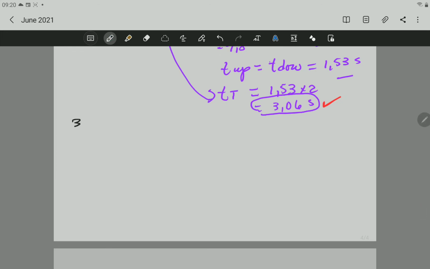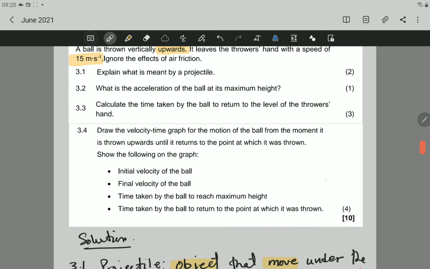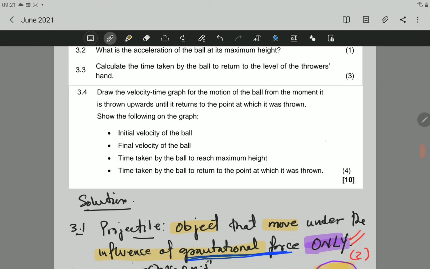3.4. Now in this question, let's see what the question is asking and what they want us to draw in the graph. This question says, draw the velocity-time graph for the motion of the ball from the moment it is thrown upward until it returns to the point at which it was thrown. Show the following, and they want some data in your graph. This must be in your graph, otherwise you don't get marked.